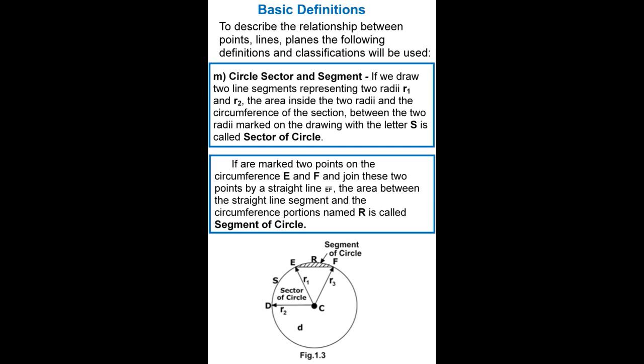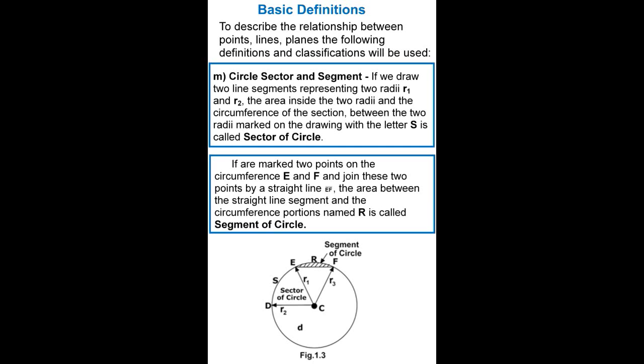This last slide shows the definition of a circle sector and segment. If you draw 2 straight line segments representing 2 radii, R1 and R2, the area within the 2 radii and the circumference of the section between the 2 radii, marked in the drawing with the letter S, is called the sector of a circle. In figure 1.3, the sector marked with the capital letter S is the sector of circle.